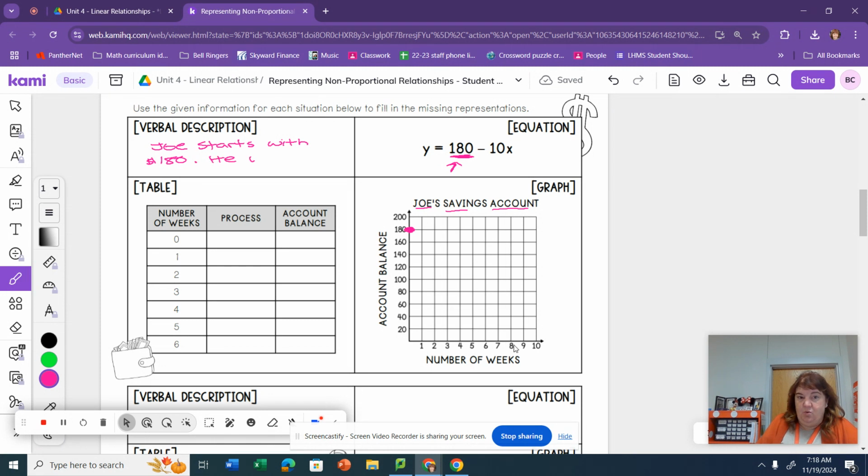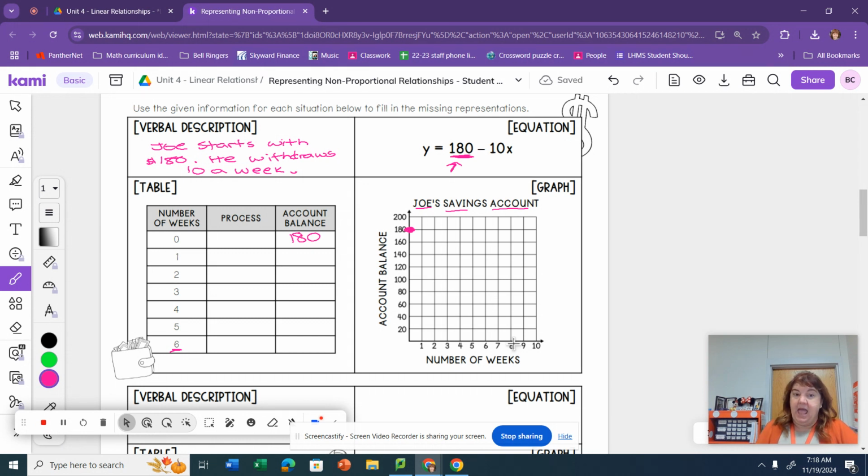He withdraws, or takes out, $10 a week. That's what's going on. Okay? So then we're going to see what will his account balance be after 6 weeks. That's what we're going to find out. So after 0 weeks, here's our equation. His account balance is going to be 180.